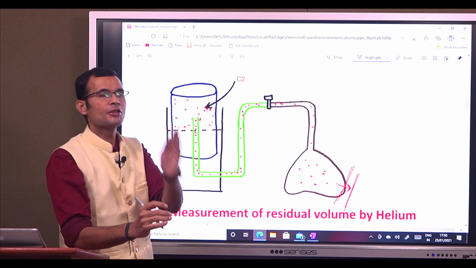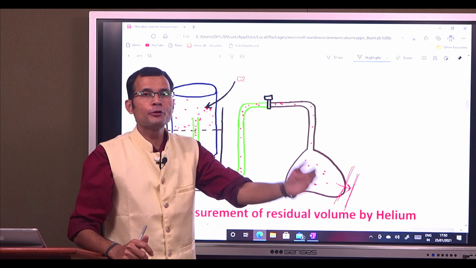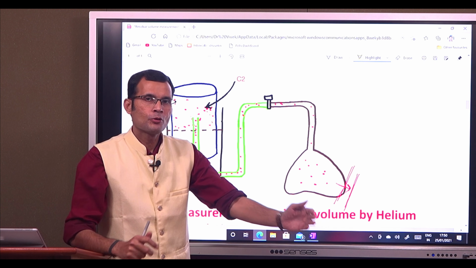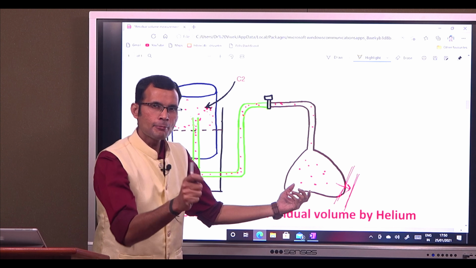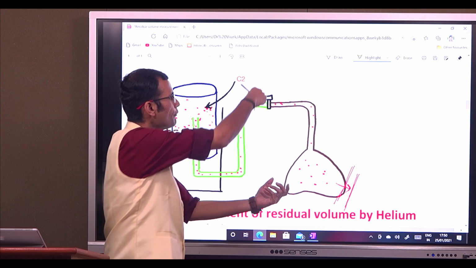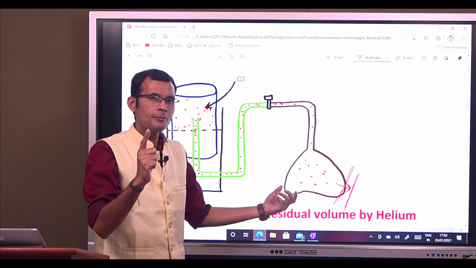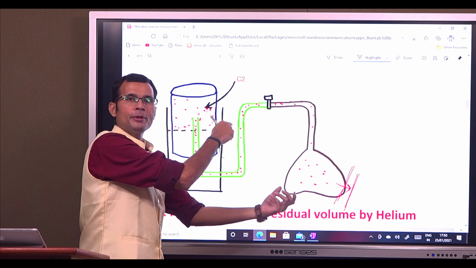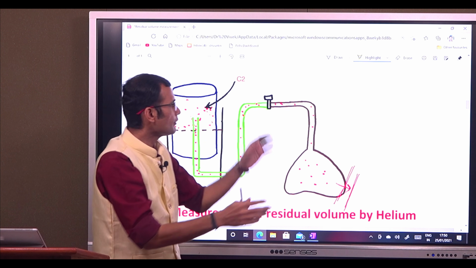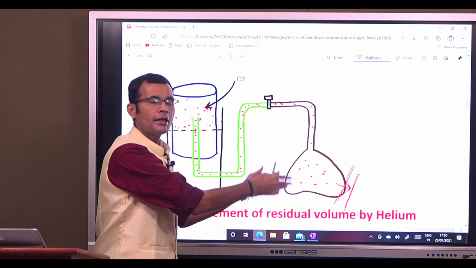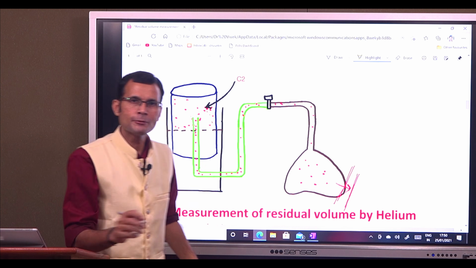I repeat once again, listen to this. At the end of maximum forceful expiration, what remains in the lungs? The residual volume. And at that very instance, if you open the valve, what becomes one system? The volume of the spirometer and the residual volume, because that is the moment at which the valve was opened, when the lungs were at residual volume. That is at the end of maximum forceful expiration.